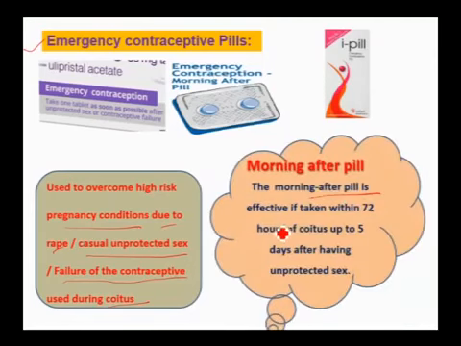The morning after pill is effective if taken within 72 hours of coitus, up to 5 days after having unprotected sex.